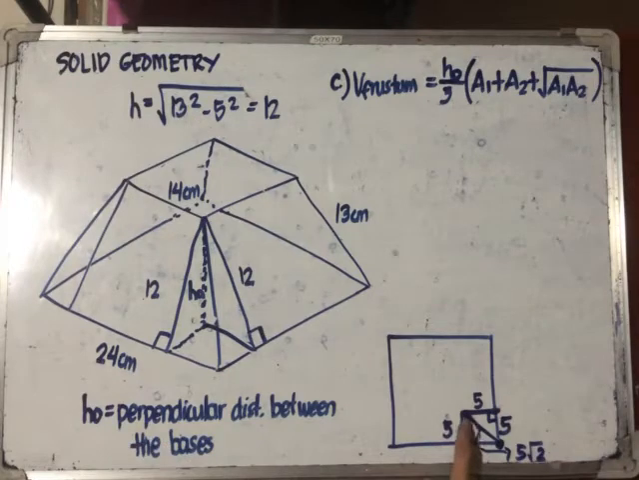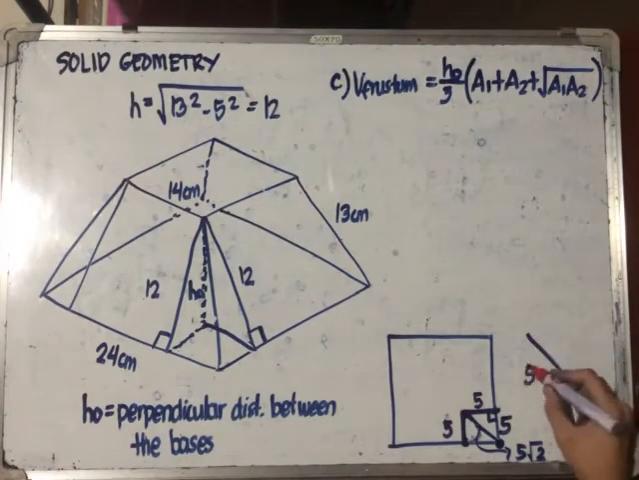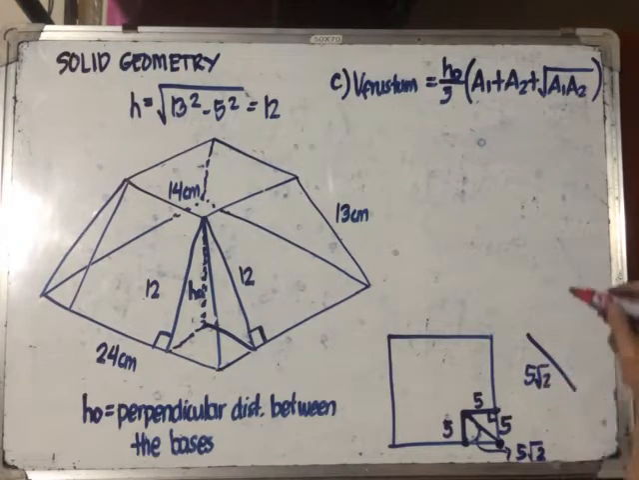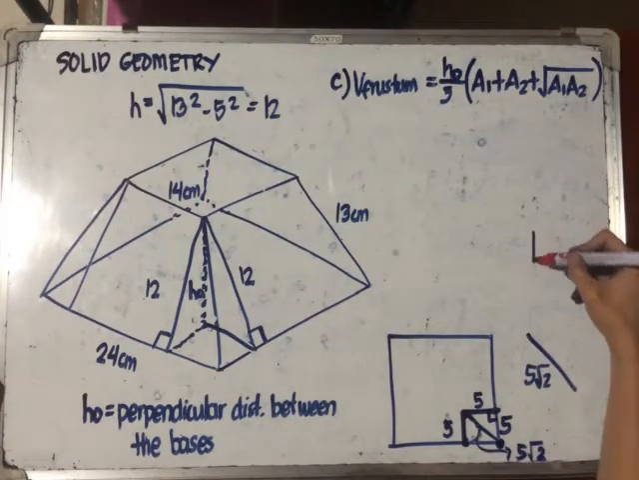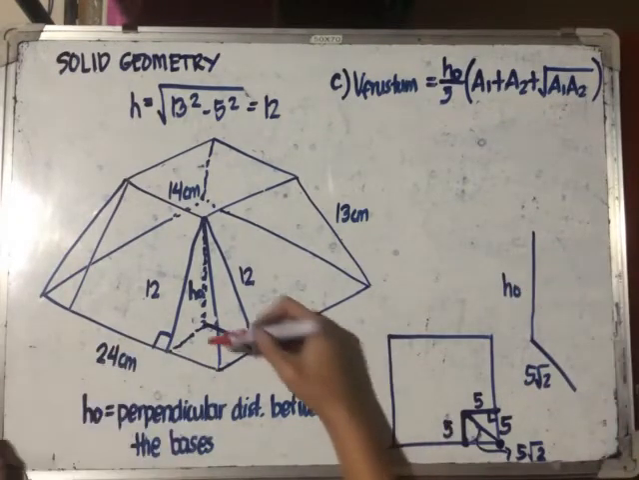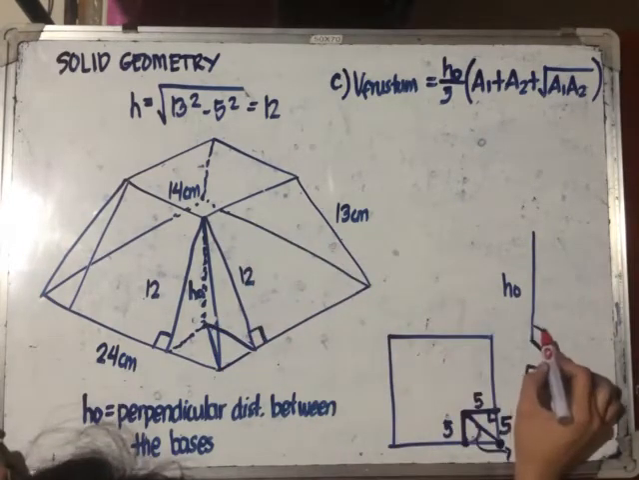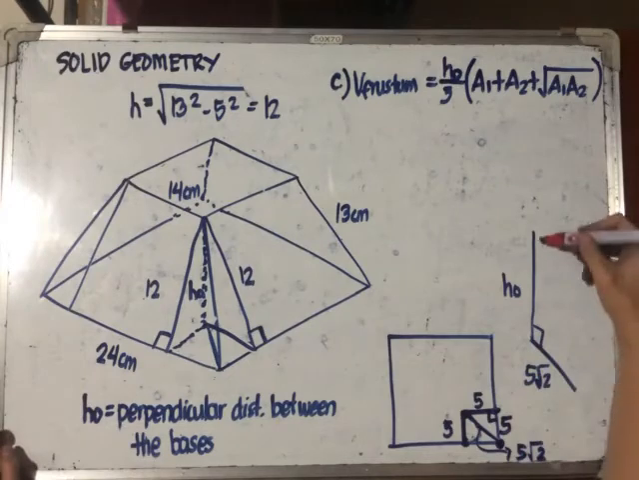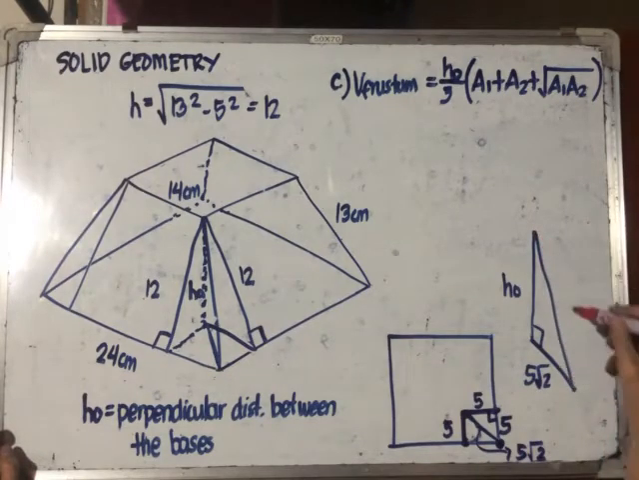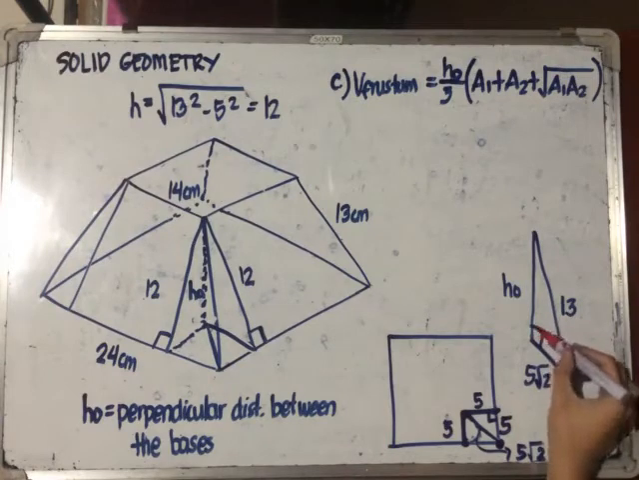Now, I would like to draw this line here. The 5 square root of 2, I will draw it. This one is our H sub O. So, drawing na to. Ito yun, no? 5 square root of 2, H sub O, which is actually perpendicular yan siya. And this one is your 13. I hope you are following. So, given that, we can get our H sub O.